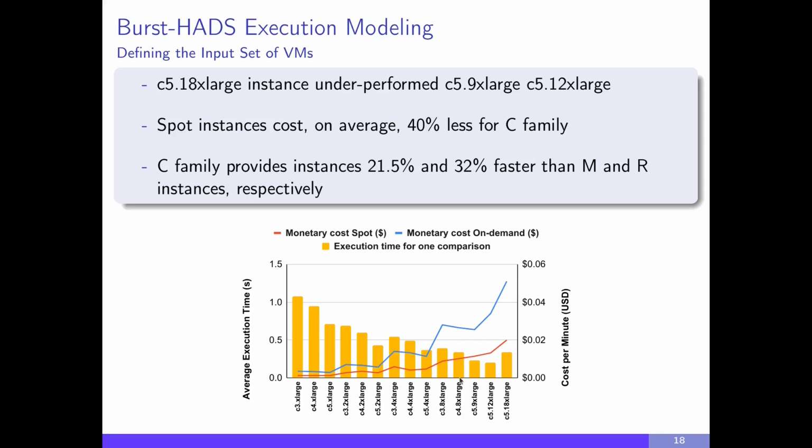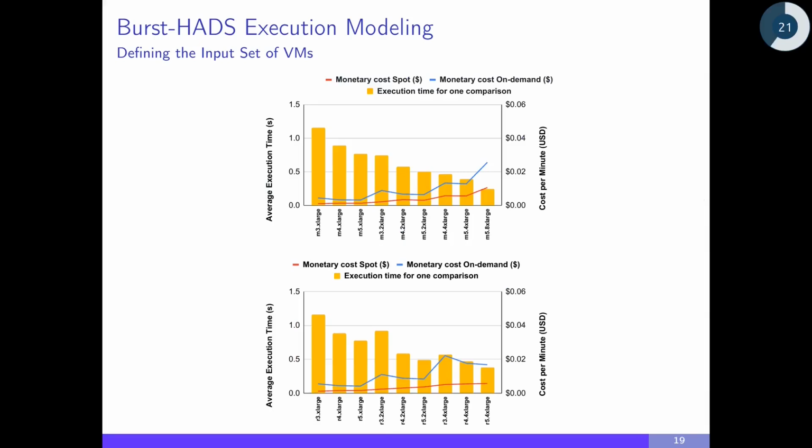In terms of price, we see a clear difference between both markets, and on average for the C family VMs there is a reduction of 40%. When we compare the C family VMs with the other VMs, we see that they are able to perform the comparison 21% faster than the VMs from the family M and 32% faster than the VMs from the family R. Here we have the results for the other families of VMs. In terms of price between the spot and on-demand markets, we see the same behavior we saw in the C family VMs.